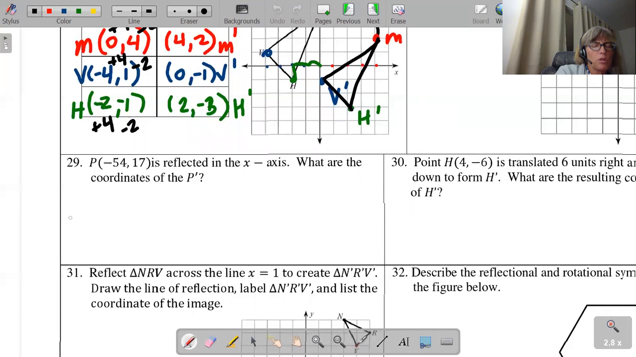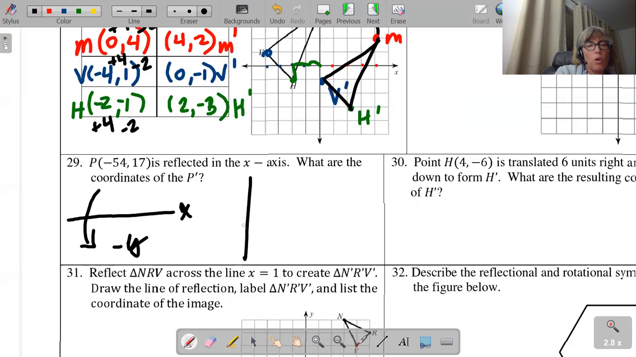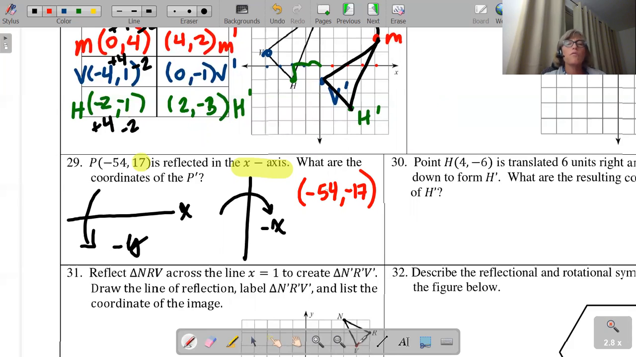Okay, let me give you a crash course. If you're flipping over the x-axis of anything, all you do is you opposite the y-coordinate. If you're flipping over the y-axis, all you do is you opposite the x-coordinate. So to flip over the x, you opposite the y-coordinate. Therefore, you have -54 and -17. Flips it over the x-axis.